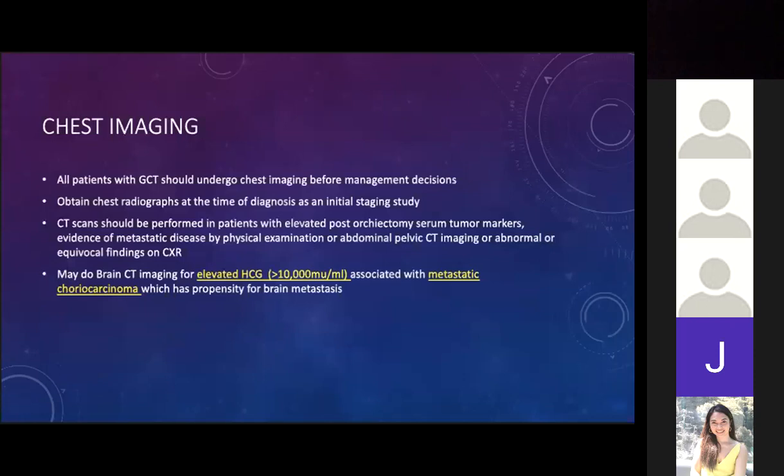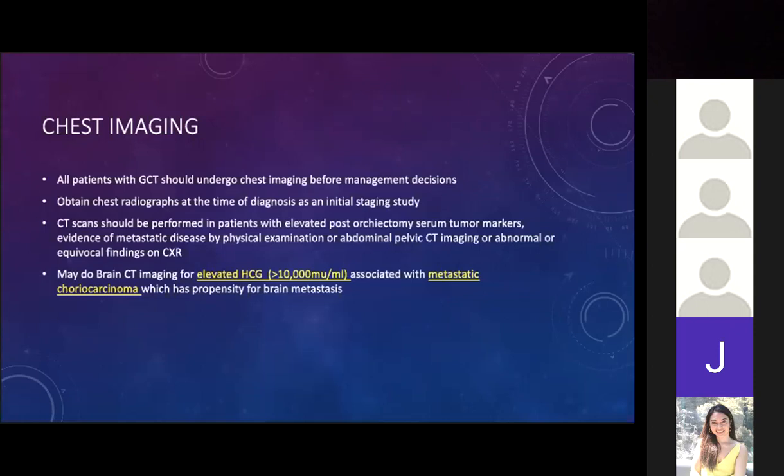For chest imaging, all patients with GCT should undergo chest imaging before management decisions. So it is important to obtain chest radiographs at the time of diagnosis as an initial staging study, and CT scans should be performed in patients with elevated post-orchiectomy serum tumor markers, evidence of metastatic disease by physical examination or abdominal pelvic CT imaging, or abnormal or equivocal findings on chest X-ray.